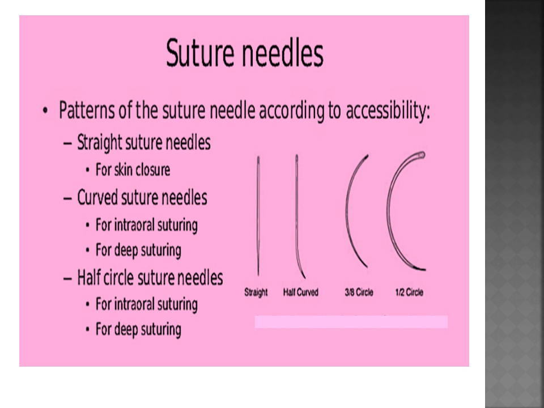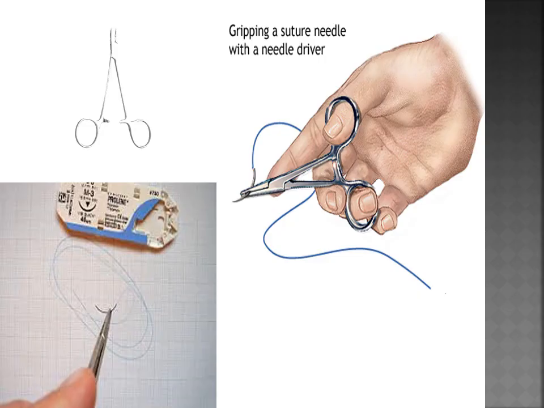So this is exactly what I mentioned. The straight needles, you use for skin closure. The curved needles, you use for deeper suturing, and the half circle needles you use for much deeper suturing. It also depends upon how big the patient is, whether he has a lot of subcutaneous fat, and depending on all that, and on the surgeon's preferences, you use different sizes.